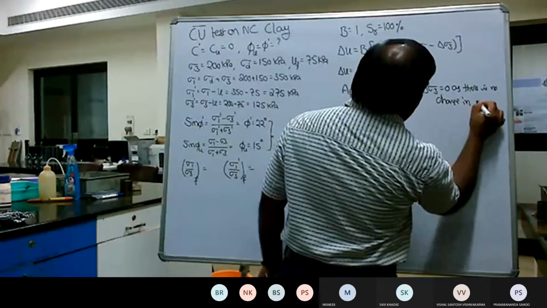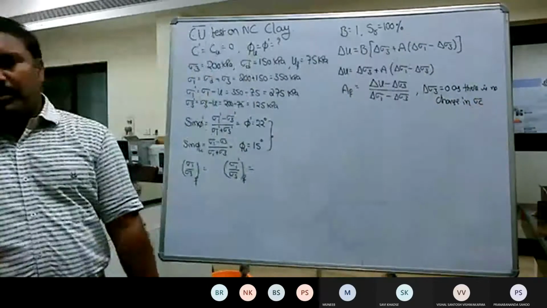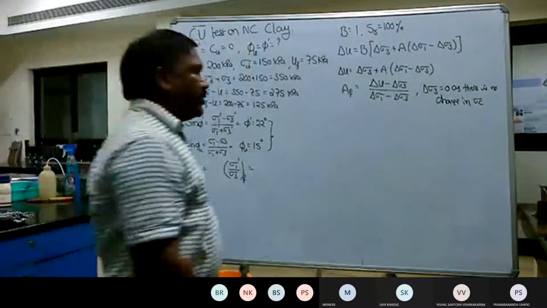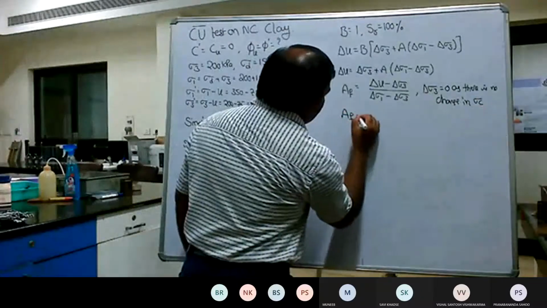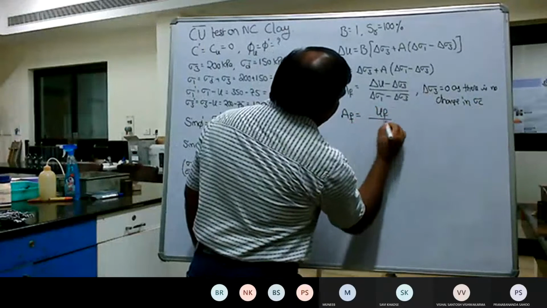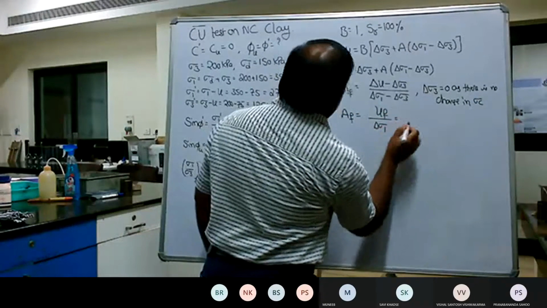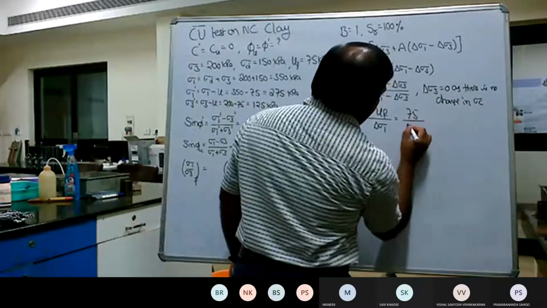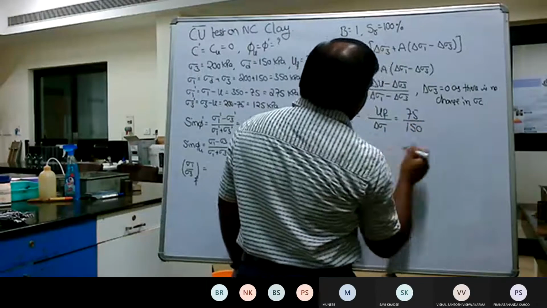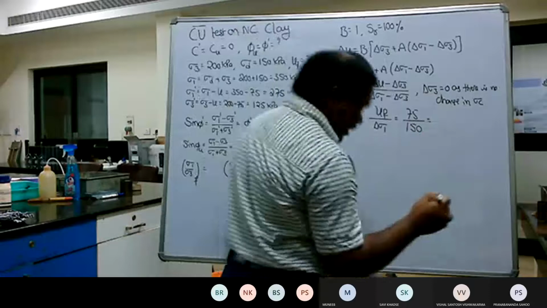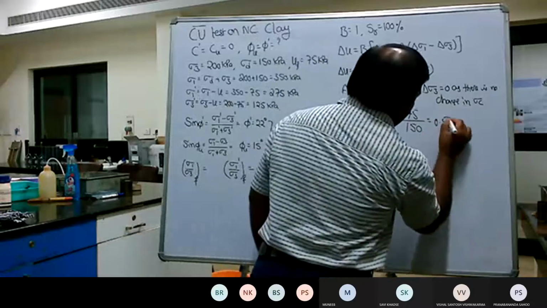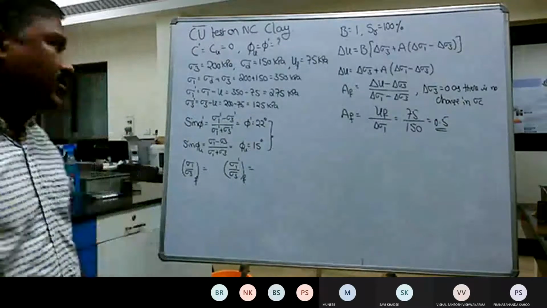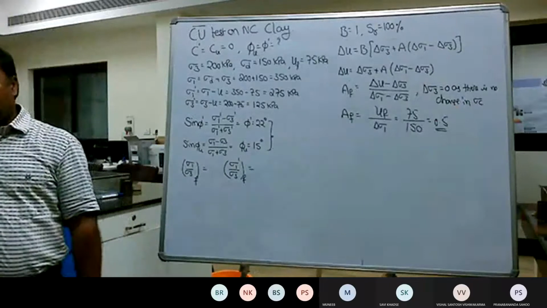No change in sigma 3. So delta sigma 3 is 0 because you did not change the sigma 3 value, which remained constant at 200 kilopascals. Therefore, AF can be written simply as the pore pressure at failure divided by delta sigma 1. So UF is 75, and this is 150 deviator stress. So AF is 0.5. So the value of the pore pressure parameter AF is 0.5.